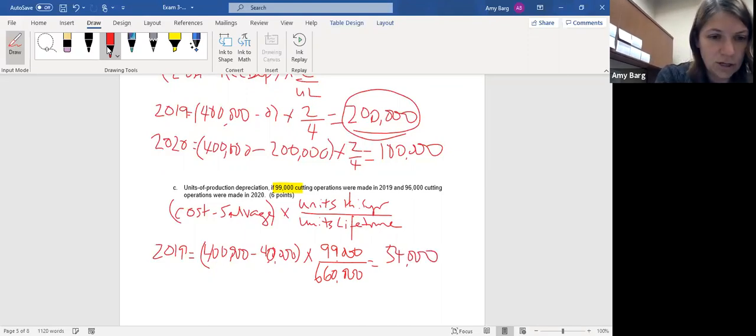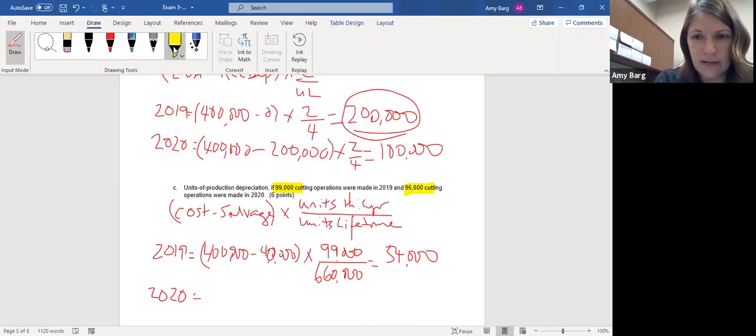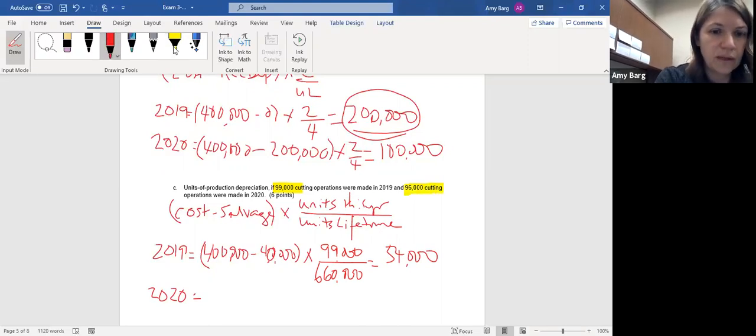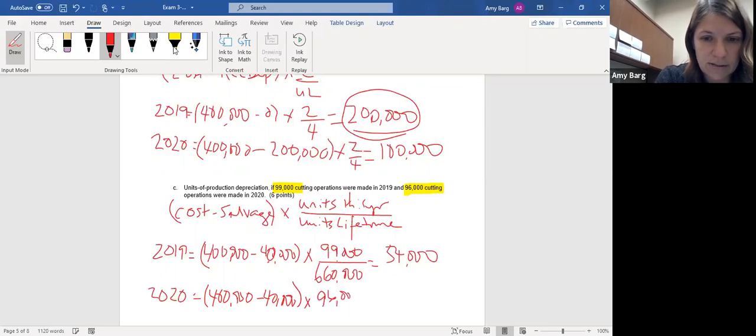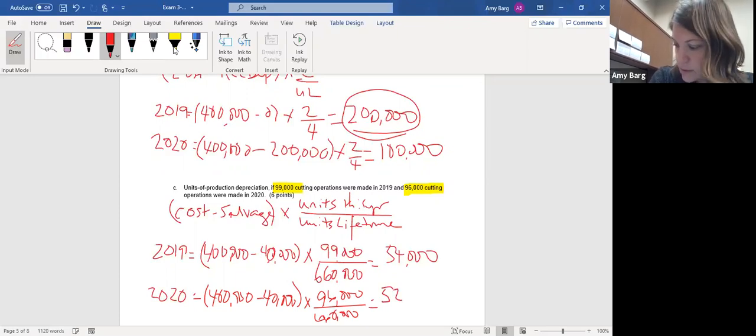So this is going to be 54,000. And then in 2020, it tells us that there were 96,000 for this year. So it's the same 360,000, the 400,000 minus the 40,000 times, now it's 96,000 over the 660. So now the answer is 52,363.64.